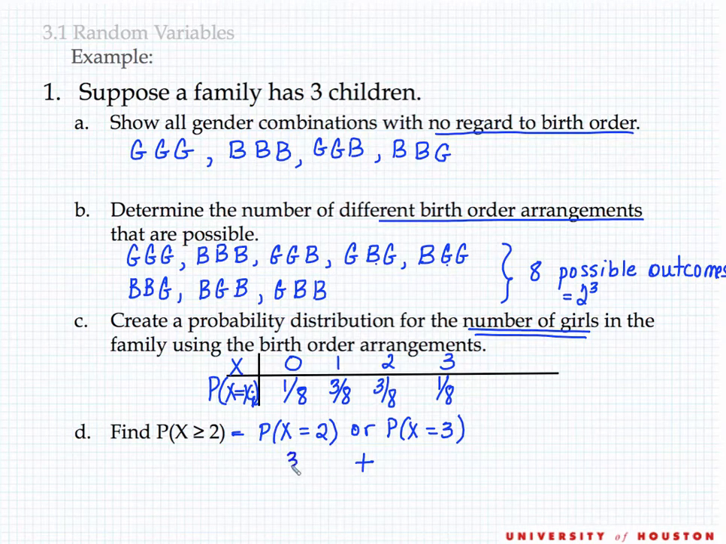So 2 girls was 3/8. 3 girls had a probability of 1/8. So the probability that x is greater than or equal to 2 is 4/8 or 1/2.